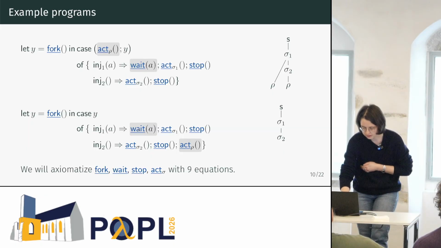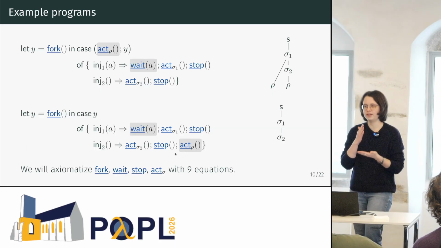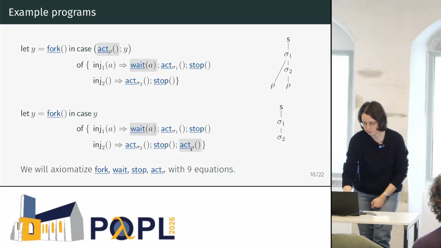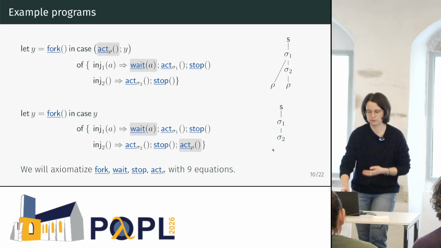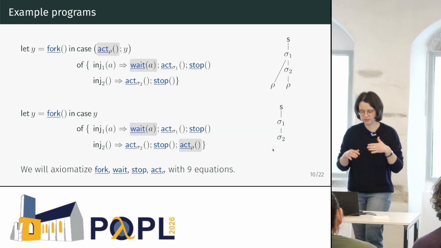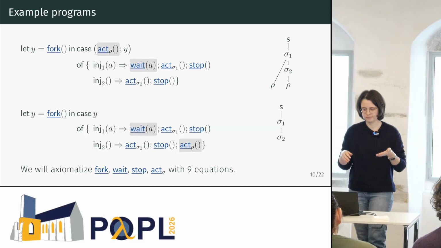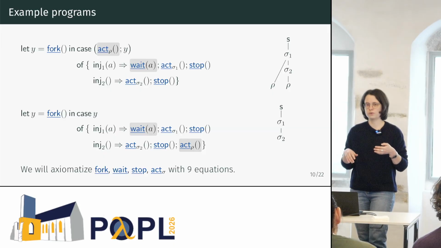Right, and then in this last example, I wanted to show that stopping actually ends a thread and throws away the continuation. So if there was an action row after a stop, then row will just disappear, and it doesn't appear in the POM set at all. And so what I will do later in the talk is axiomatize these 4 operations, fork, wait, stop, and act, using 9 equations.